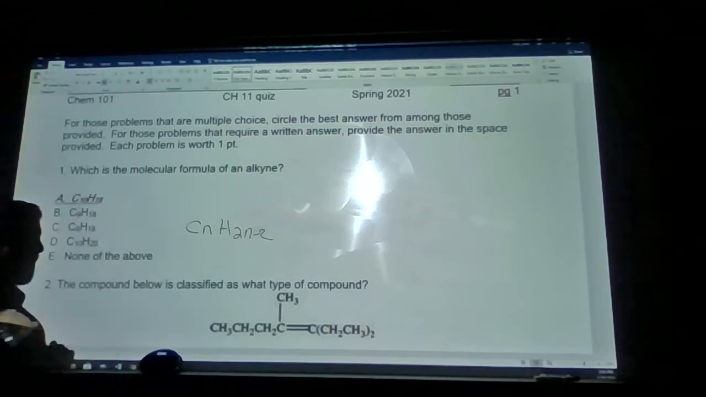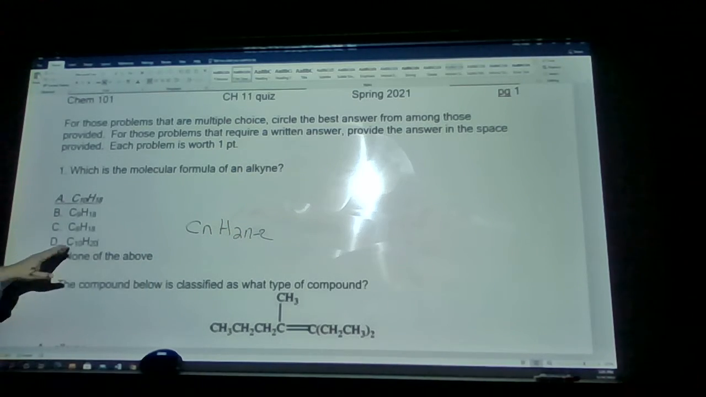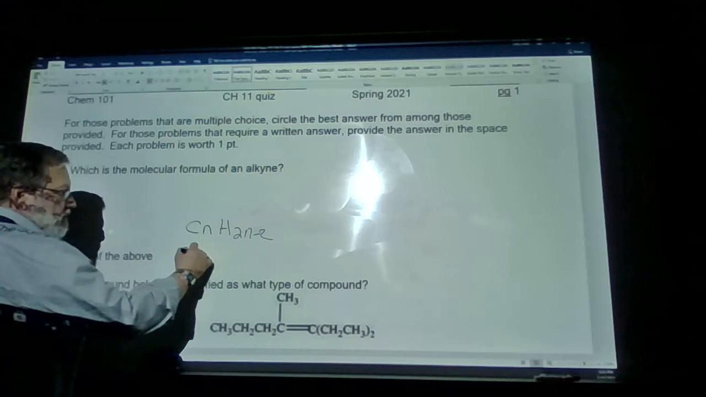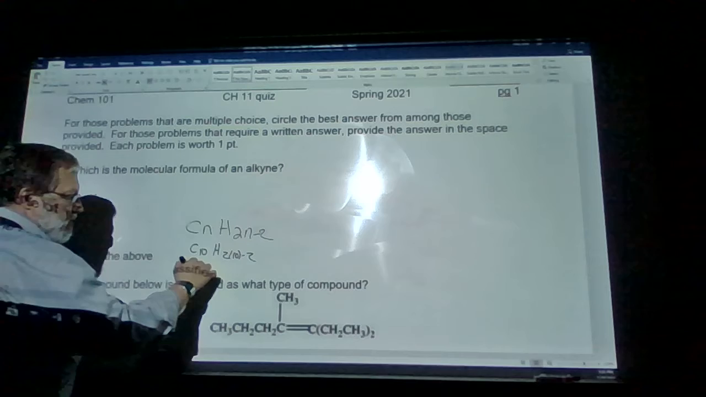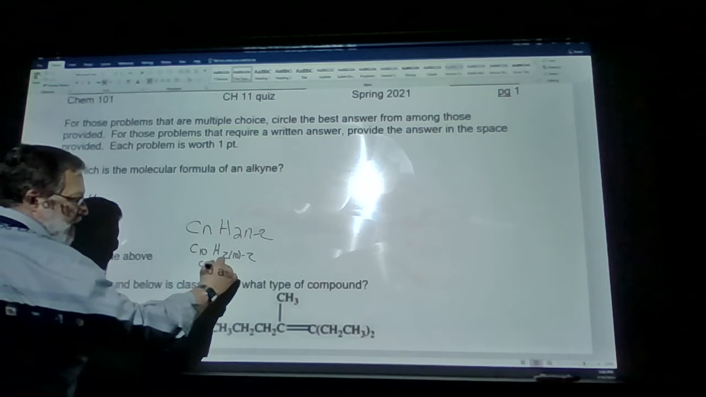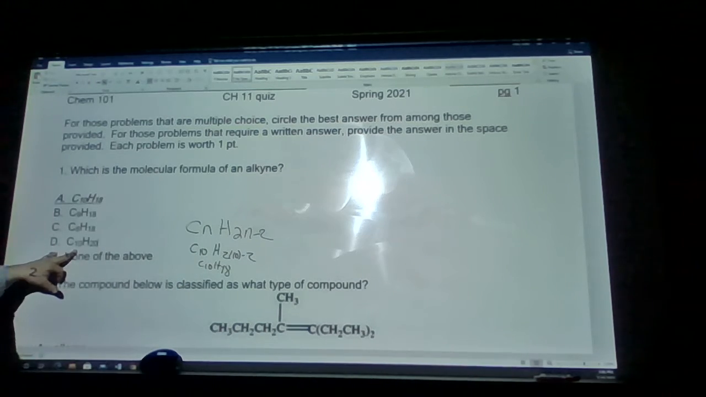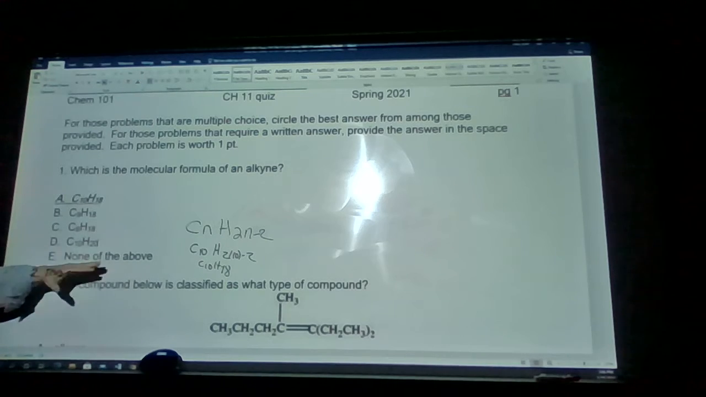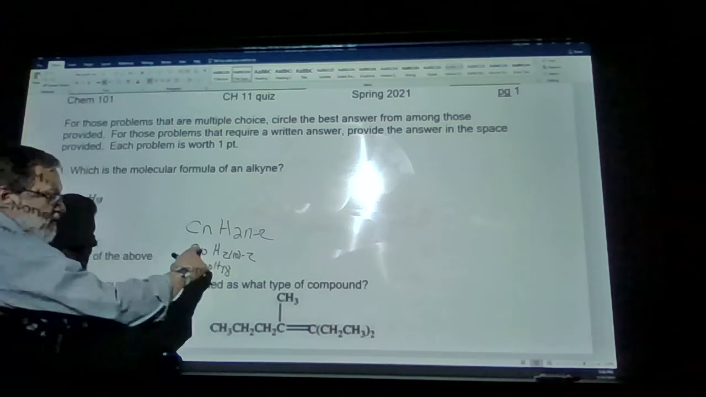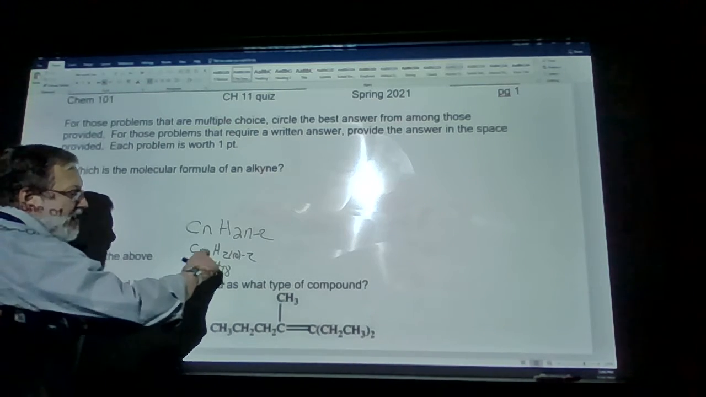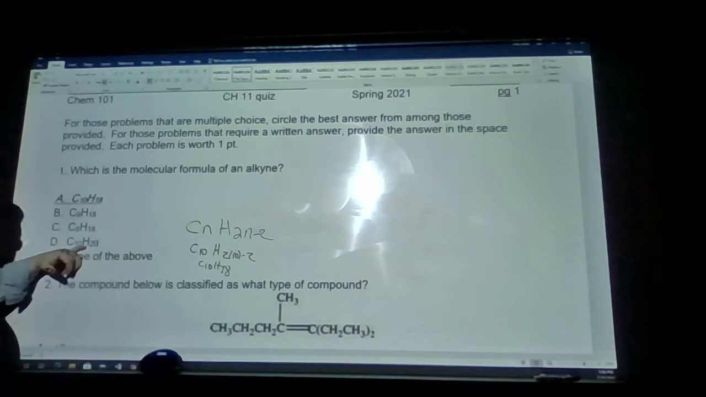CnH2n minus 2. So if we look at where the value for n equals 10, it is C10 H2 times 10 minus 2, so this is C10 H18. Is C10 H18 matched by this? No, this is C10 H20, so this is not an alkyne, because with n being 10, this is 20, not 18.